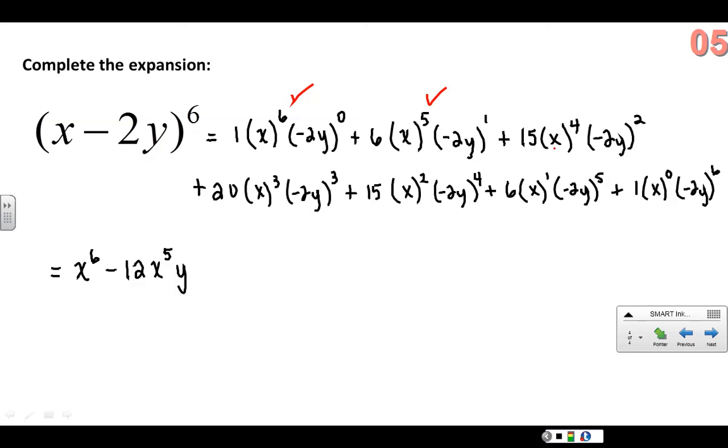On this one, you've got 15x to the fourth, and then negative 2 squared becomes 4. So that's just going to be 4 times 15. That's 60. So plus 60 x to the fourth, y squared. Notice as my powers of x are descending, my powers of y are ascending. Done with that one. Negative 2 to the third power is negative 8. Negative 8 times 20, so this is going to be negative 160 x cubed, y cubed.